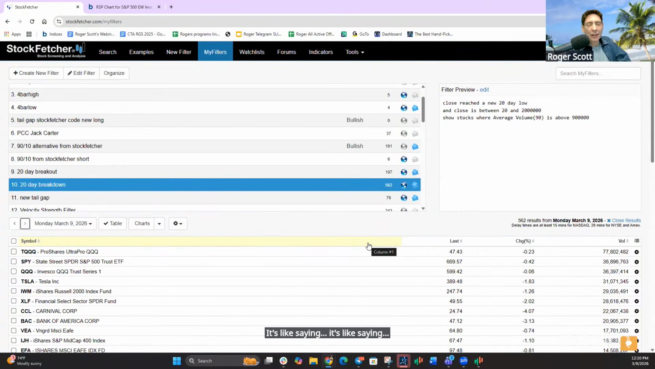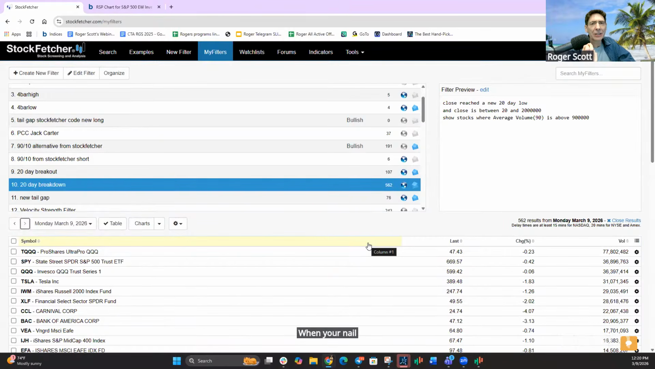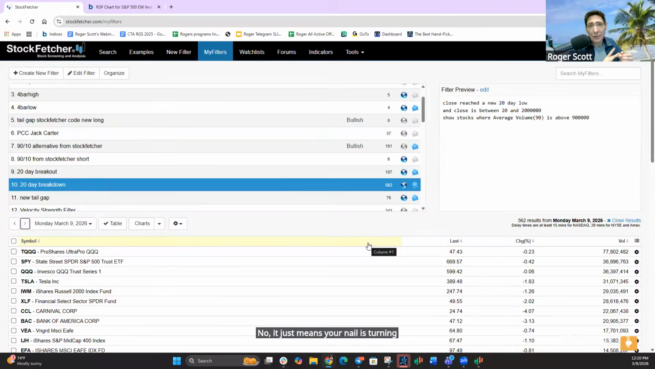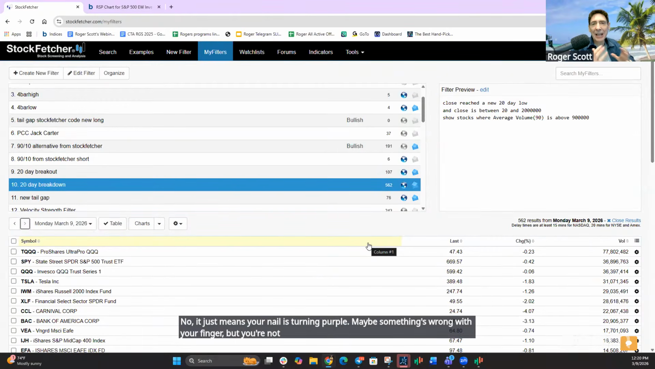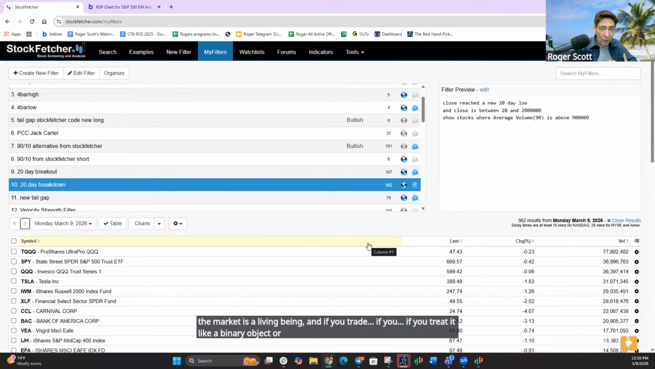It's like going to a doctor and the doctor saying, when your nail turns purple, that means you're dying. No, it just means your nail is turning purple. Maybe something's wrong with your finger, but you're not dying. You can't gauge everything based on one stock. The market is dynamic, it changes. Today, crude oil may be the hot topic. Tomorrow, it may be Nvidia. But I'm just letting you know, folks, the market is a living being. And if you treat it like binary numbers or like a computer, you're going to get out of it what you put into it.